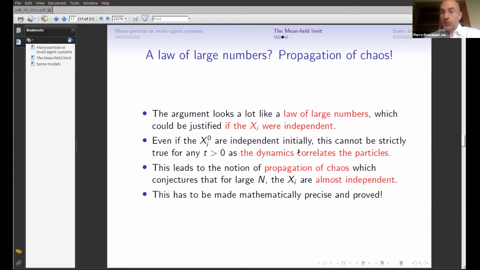Of course, the problem is, even if they are rigorously independent at the initial time, there is no way that they remain independent as time goes by. And that's because the dynamics itself will correlate the positions. There's nothing you can do about that. That's what it is. So this leads to a relatively subtle notion, which is usually called propagation of chaos. And propagation of chaos is the conjecture that if n is large enough, then they might not be strictly independent, but they are almost independent in some sense.